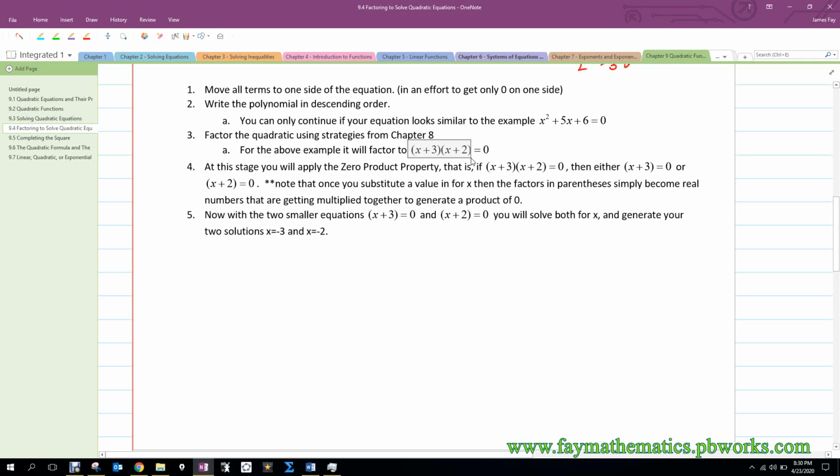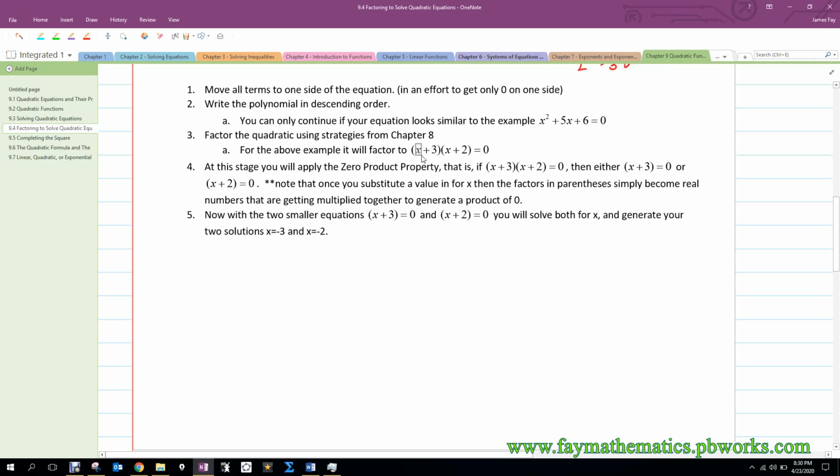And now here's where the zero product property comes in. This is a number. When you know what x is, let's say x is 7, then that number is 10, and that number is 9. If x is 5, that's 8, and that's 7. When we multiply them together, I don't get 0. So let's go back to x being 5. I get 8 and 7, and 8 times 7 is 56, not 0. So I know that x in that case could not have been 5.